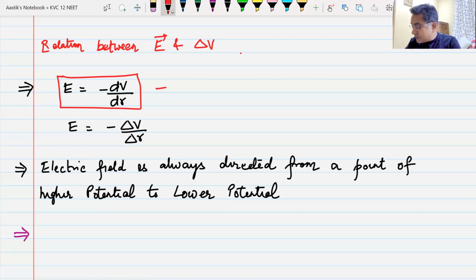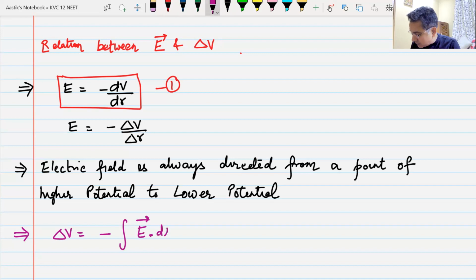In equation number 1, I have written electric field as a... If you know the potential difference or you know the potential, you can find out the electric field. The same equation can be written in the reverse form. The change in potential, delta V, can be written as the integral of minus E dot dr.